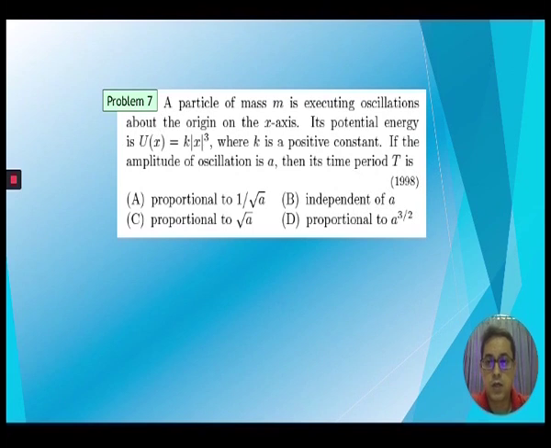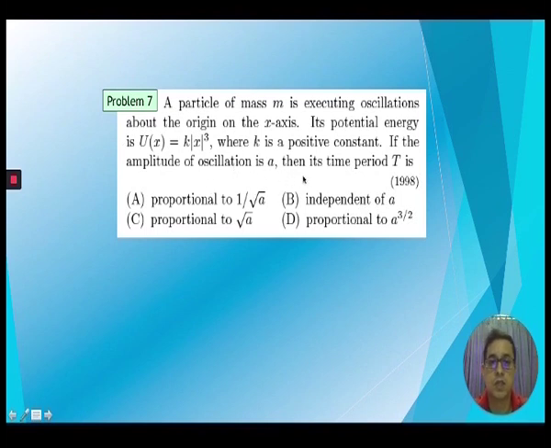Now this is another problem. It's from 1998 JEE. A particle of mass m is executing oscillations about the origin O on the x-axis. Its potential energy is k mod x cube, where k is a positive constant. If the amplitude of oscillation is a, then what is the time period? So basically it is asking for the relation of the time period with its amplitude of oscillation.